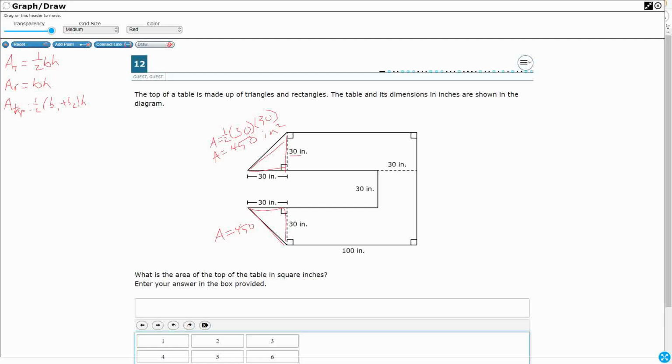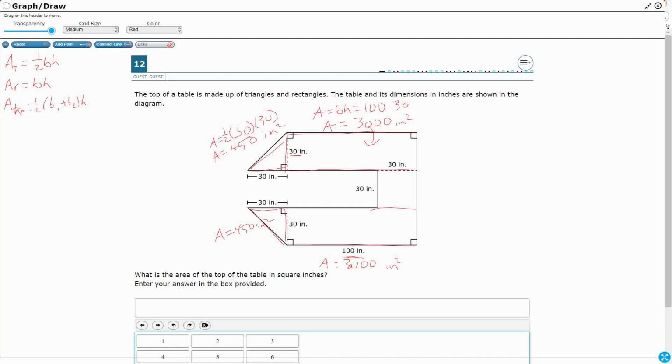Now we can cut this backward C shape in a few different ways. I'm going to cut it into two rectangles like this. So my area is going to equal base times height. My base is going to be this right here, because this is also that same length, 100, times the height, which is 30. So my area is going to equal 3,000 inches squared. So if this is 3,000 inches squared, then this is 3,000 inches squared.